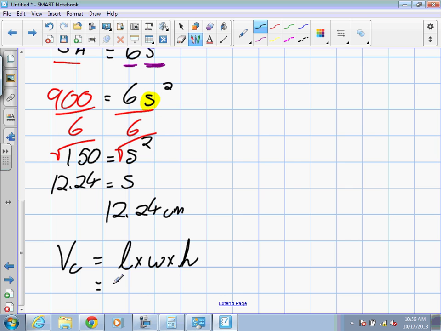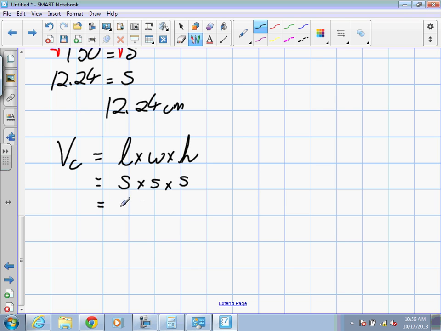It's not that they're each cubed. They're all the same. So let's refer to it as side. Because all the sides are the same, it's the same as writing side times side times side, which is s cubed. Good. We know that the side length is 12.24, so the volume of our cube is going to be 12.24 cubed.